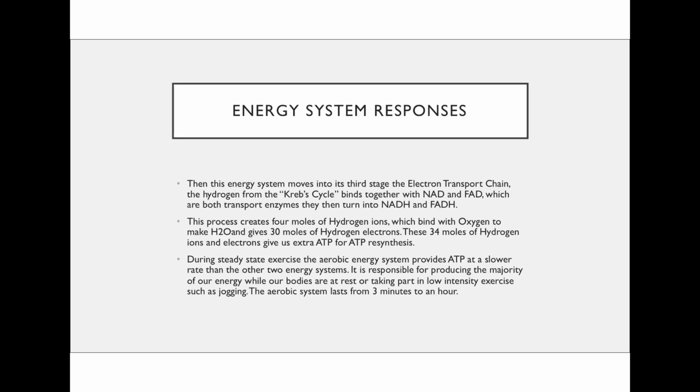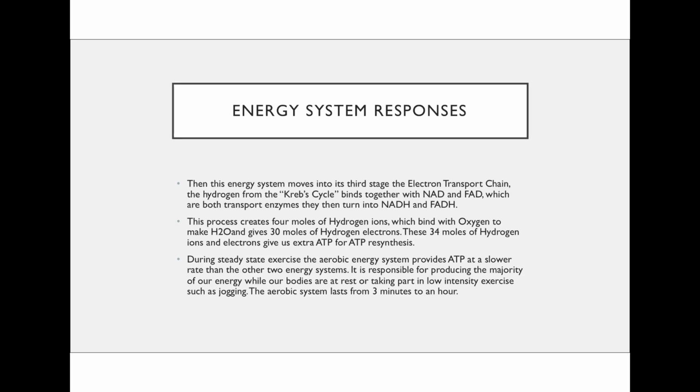Then, this energy system moves into its third stage, the electron transport chain. The hydrogen from the Krebs cycle binds together with NAD and FAD, which are both transport enzymes. They then turn into NADH and FADH. This process creates 4 moles of hydrogen ions, which bind with oxygen to make H2O and gives 30 moles of hydrogen electrons. These 34 moles of hydrogen ions and electrons give us extra ATP for ATP resynthesis.